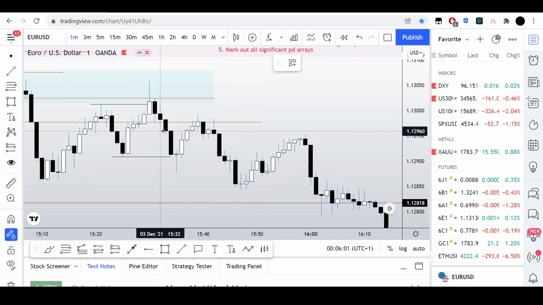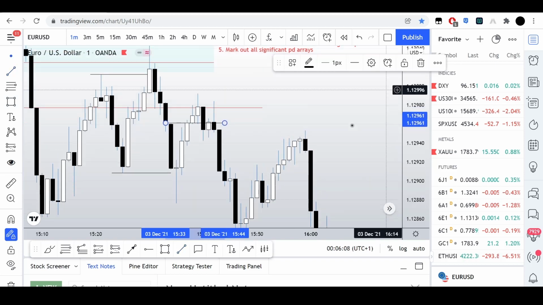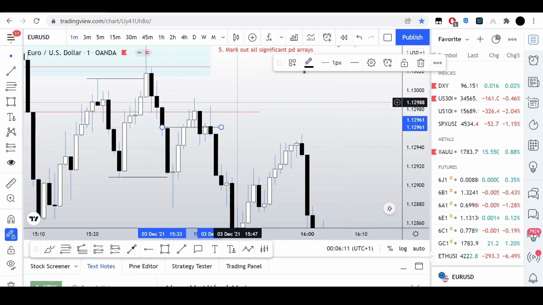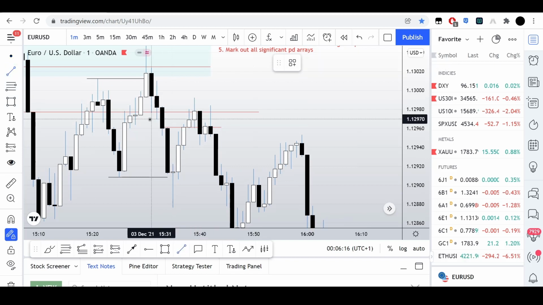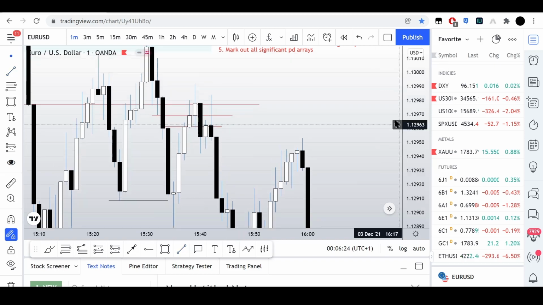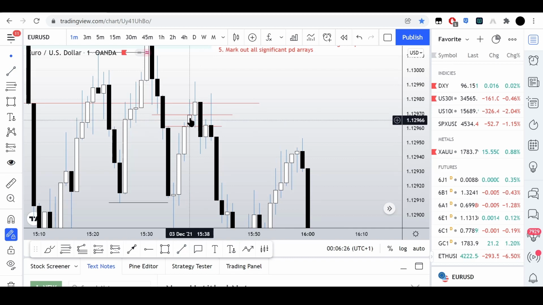Look, FVG right here. I'll make this red so you guys can see it. This is what you want to see with your order blocks. FVG here. All right. Now you can see how price came into this here. Okay. And then it closed above this FVG right here.